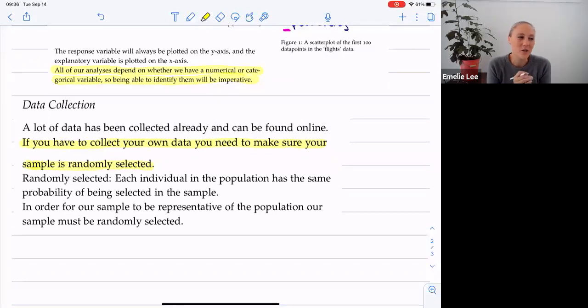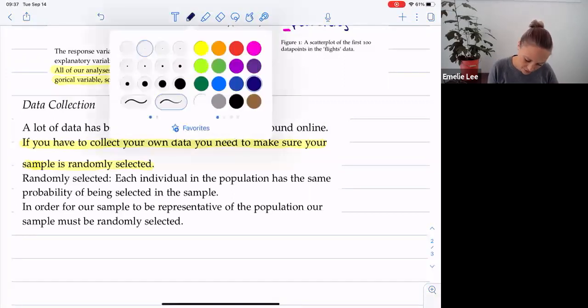But another thing that you could do is if you're trying to just call numbers, and assuming you can even reach people by phone, that's another can of worms, right? So you can see how kind of hard it is to have a truly random sample, when we remember that each individual in the population has to have the same probability of being selected into the sample, right? So that's really, really hard to do.